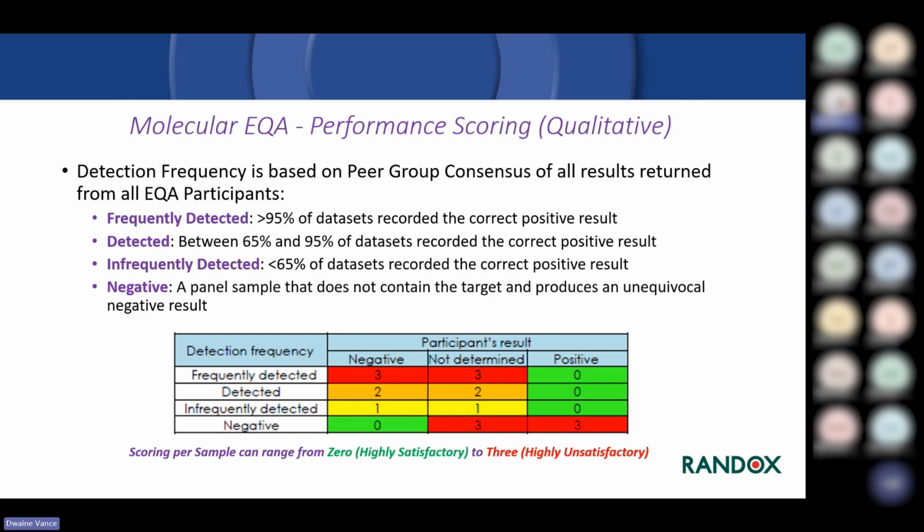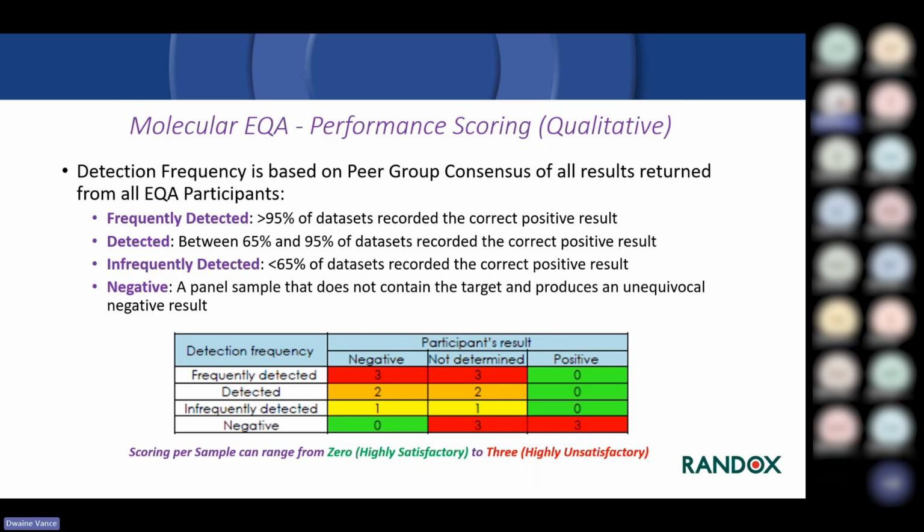So in relation to the qualitative reports and how the performance scoring is conducted, this is based on a detection frequency. And the detection frequency is based on peer group consensus of all of the results returned from all of the EQA participants within that study. So what I mean by that is that if more than 95% of participating labs, of data sets, has correctly detected a positive sample, then this sample is determined as frequently detected.